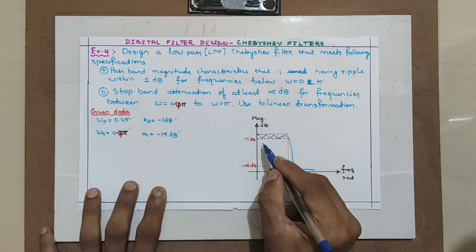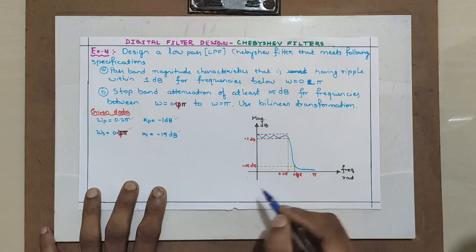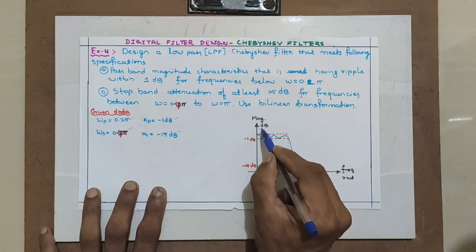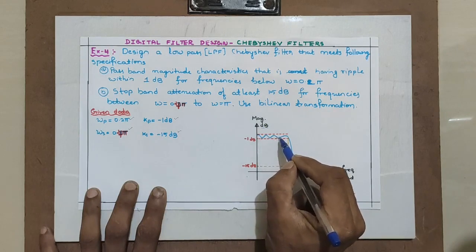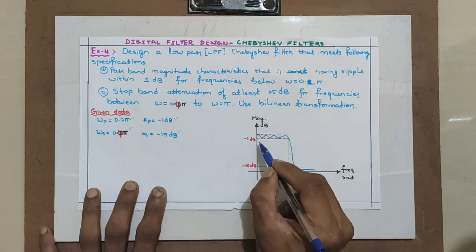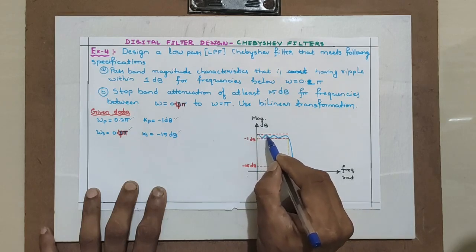Obviously, I have plotted the frequency characteristic, that is frequency against magnitude in decibel. I have plotted ripple in the passband because it is a Chebyshev filter. You should understand that the ripple is within 1 decibel. That means this is 1 decibel. Within 1 decibel, the ripple is present.